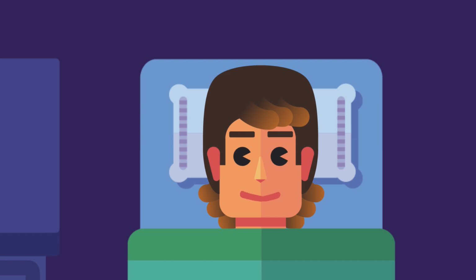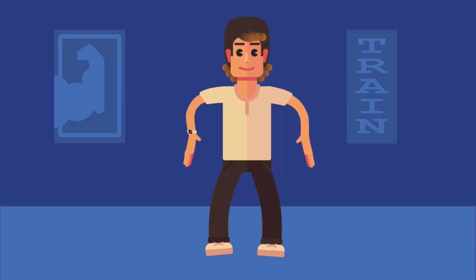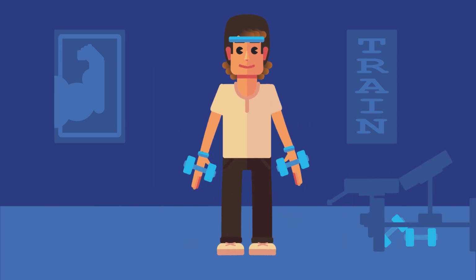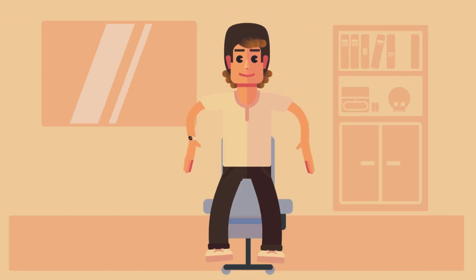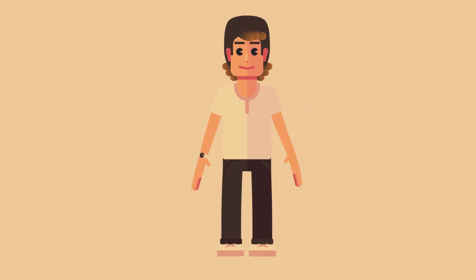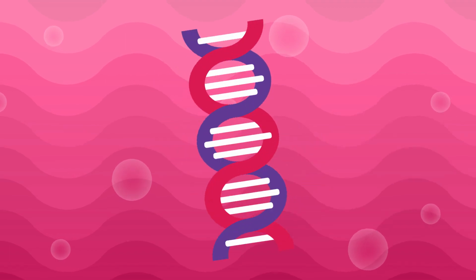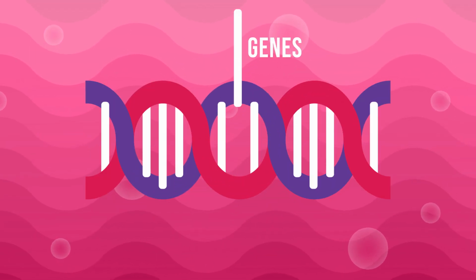Think of all the things you do every day. We wake up, eat, exercise, and work. All of these actions are possible thanks to the proper functioning of our bodies. Let's take a closer look. Closer. Even closer. The functions in our bodies are coordinated by managers as small as the genes in our DNA.